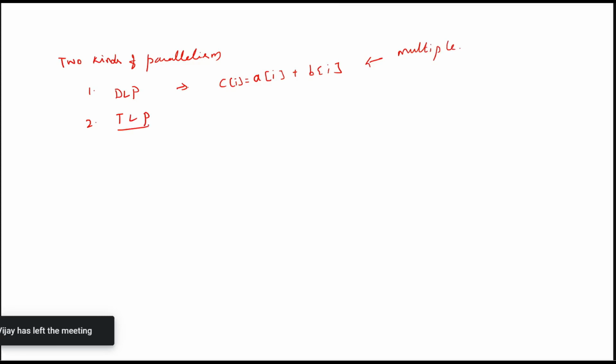Okay. So there are two kinds of parallelisms. One is data level parallelism. The other one is task level parallelism. For data level parallelism, I just gave an example. Just remember C[i] = A[i] + B[i]. It means we have multiple data items that can be operated on in parallel. When you go with the task, it may be thread level parallelism.